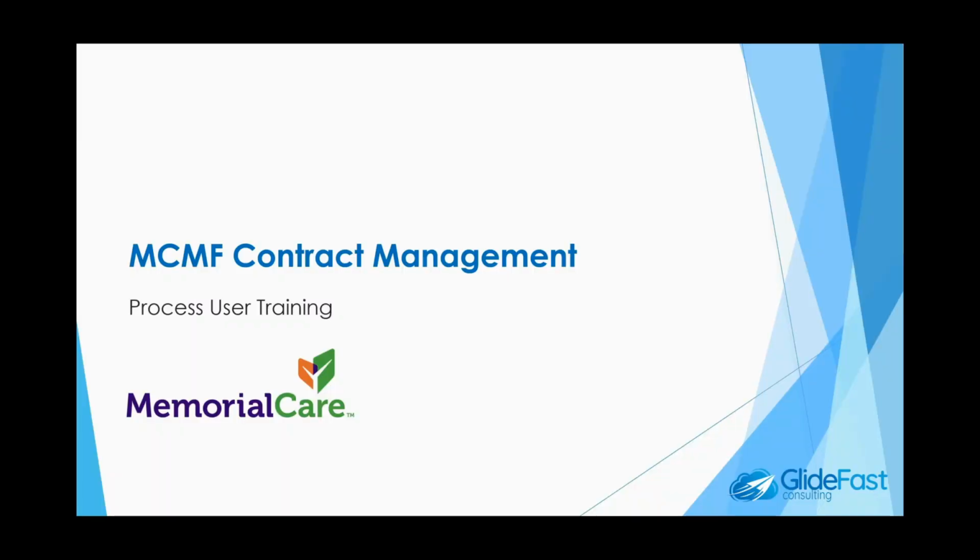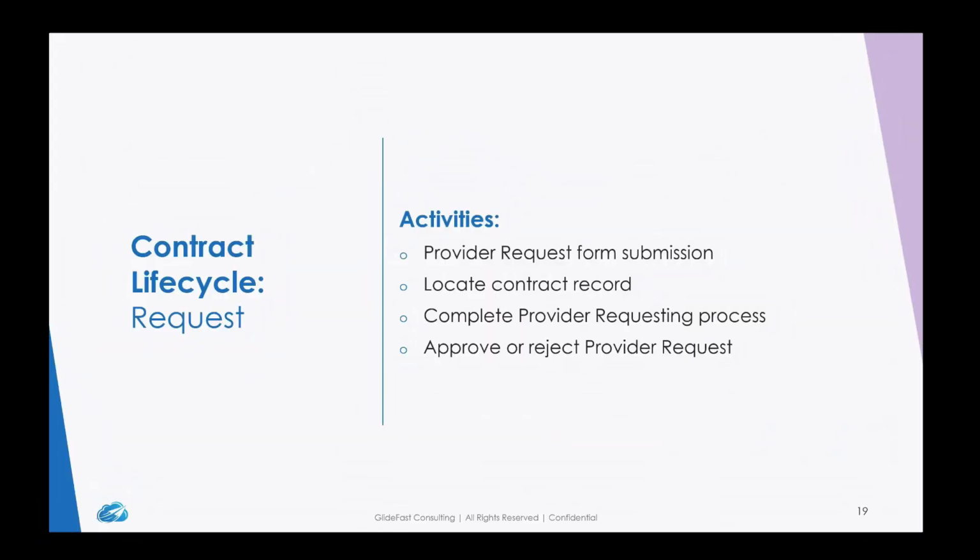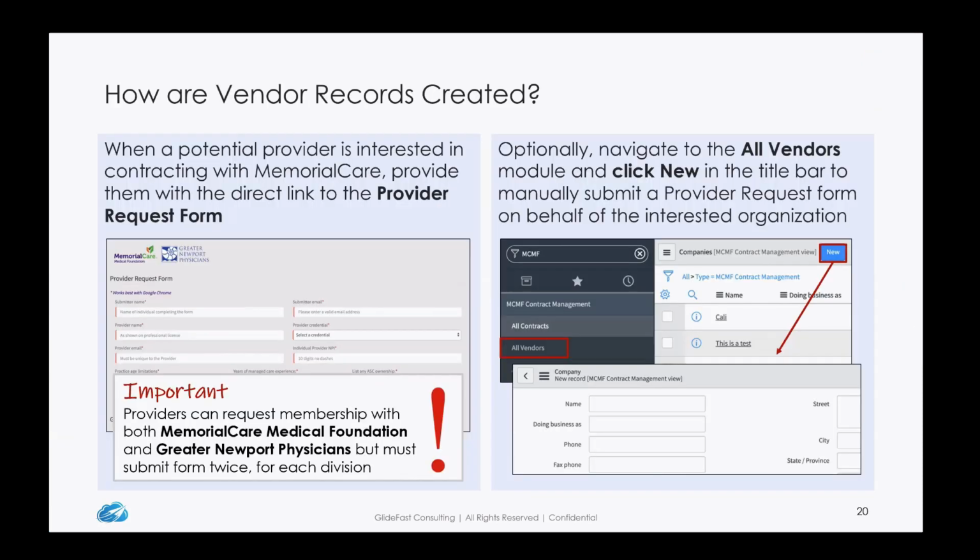In this video, we'll go over the request stage for contract management. We'll start off with this request cycle. We'll submit the provider request form, locate a contract record, complete a provider requesting process, and approve or reject provider requesting. So these vendor records, you might be wondering how they are created.